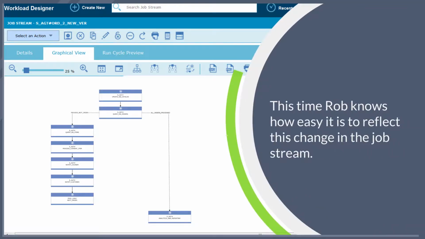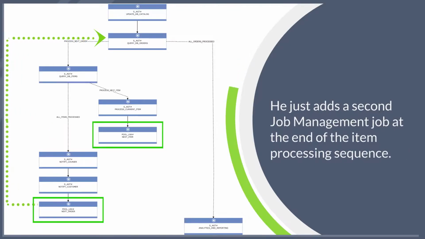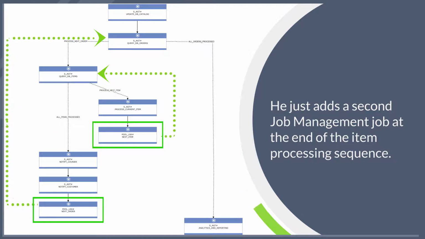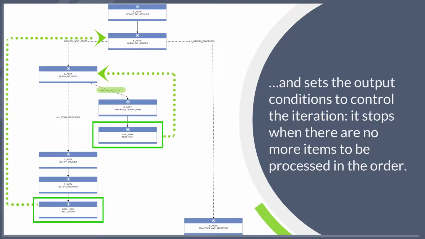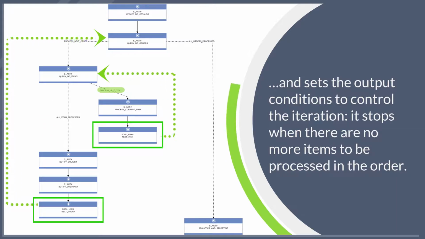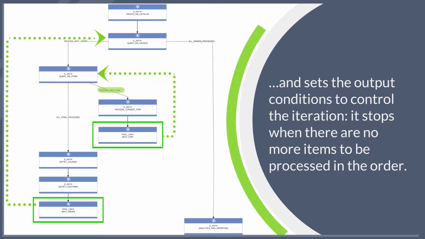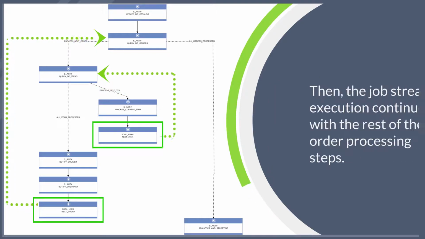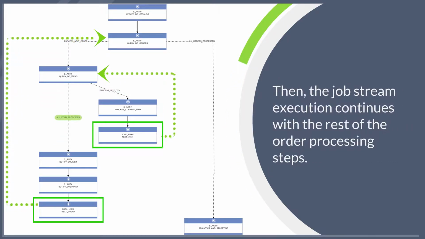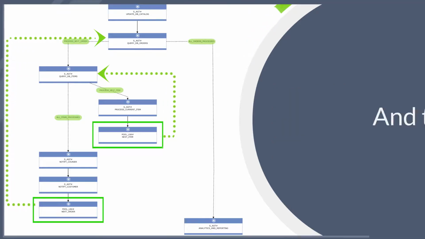But this time Rob knows how easy it is to reflect this change in the job stream. He just adds a second job management job at the end of the item processing sequence and sets the output conditions to control the iteration. It stops when there are no more items to be processed in the order. Then, the job stream execution continues with the rest of the order processing steps. And that's it.